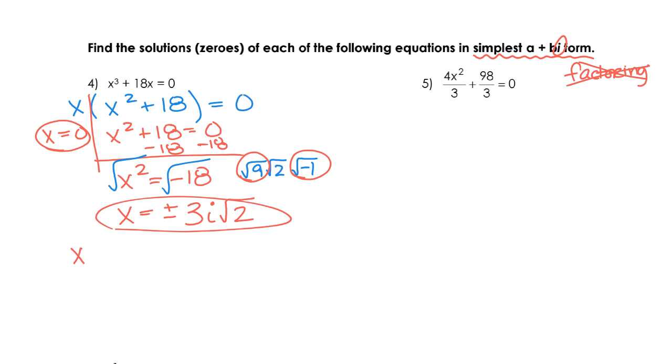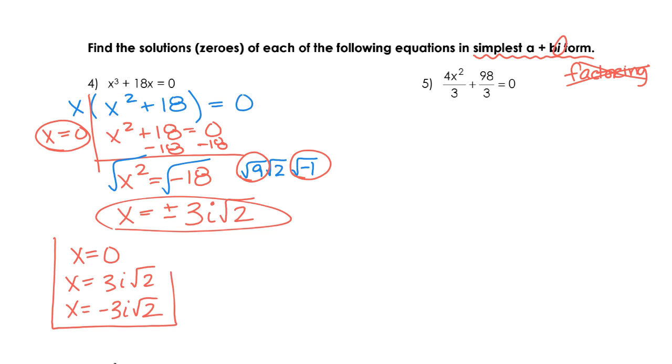We have x equals 0 as one answer. x equals 3i radical 2 is a second answer, and then x equals negative 3i radical 2 is our third answer. And there are our three solutions, and we knew we were going to get 3 because the highest exponent is 3. Okay, let's take a look at number 5.